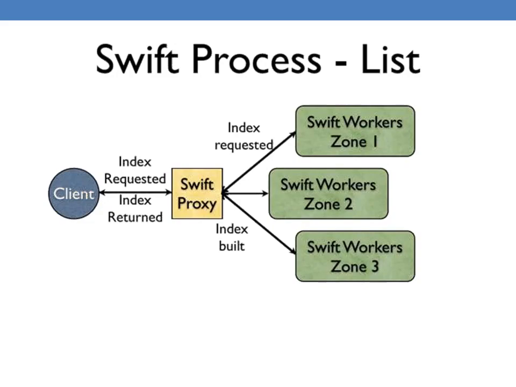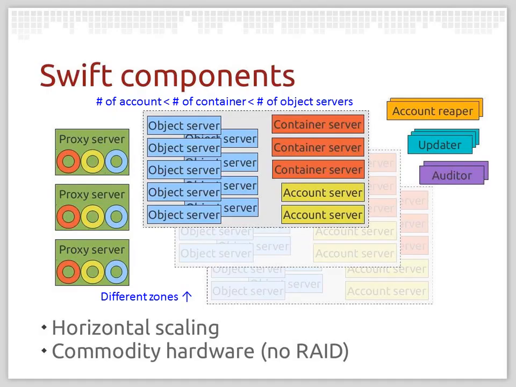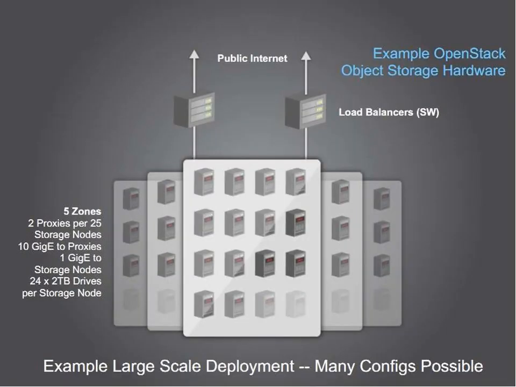Swift components provide horizontal scaling and use commodity hardware. It provides access to the public internet using load balancers. For example, OpenStack object hardware looks like these structures. Here the left hand side provides the configuration of this large scale deployment. Many configurations are possible.